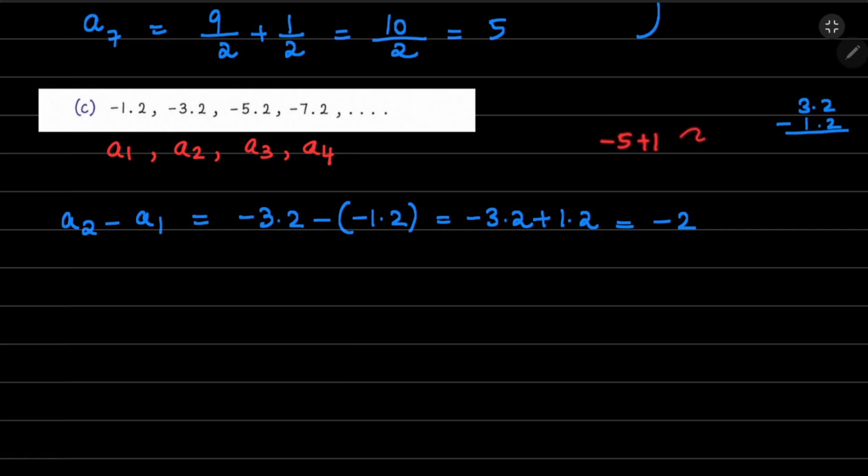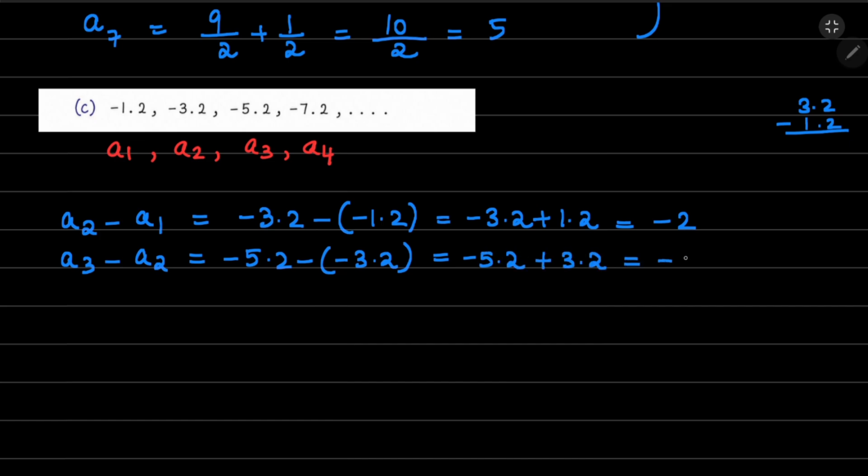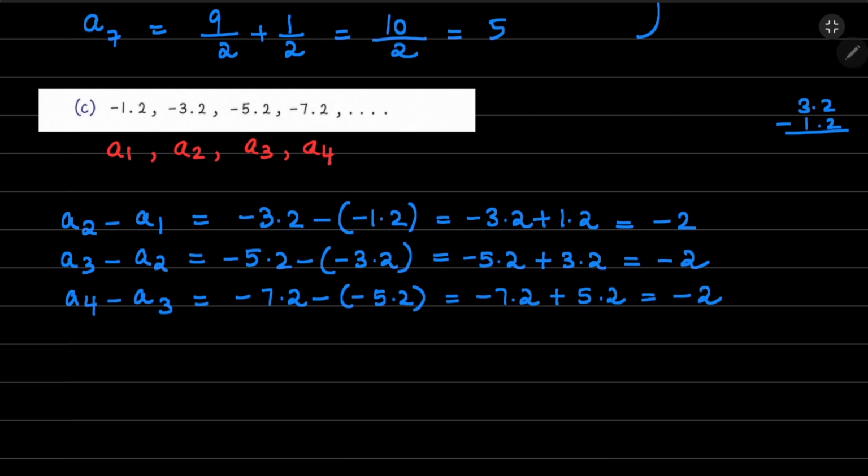Similar to minus 5 plus 1 is equal to, what is minus 5 plus 1? It's minus 4. Okay, now let's calculate what is A3 minus A2. What is A3? Minus 5 by 2 minus of the second term, which is minus 3.2. So this is minus 5.2 plus 3.2, which is again minus 2. Now let's calculate the fourth term minus the third term. Minus 7.2 minus of minus 5.2. So this is minus 7.2 plus 5.2, which is again minus 2.